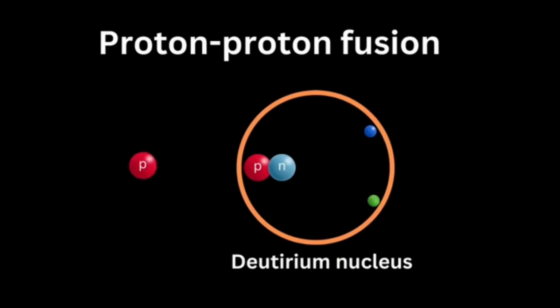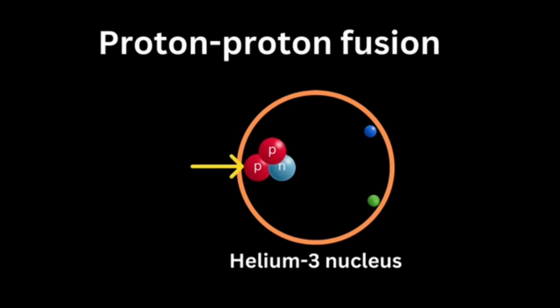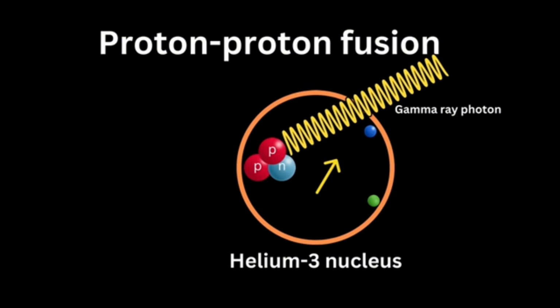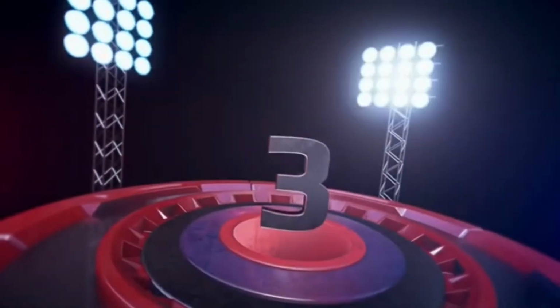2. Deuterium capture. In the second step, a second proton is added to the deuterium nucleus created in the first step, to create a helium-3 nucleus, two protons and one neutron. A gamma-ray photon is released by this process. This brings us on to number 3.